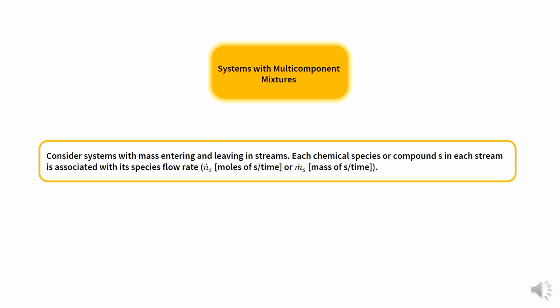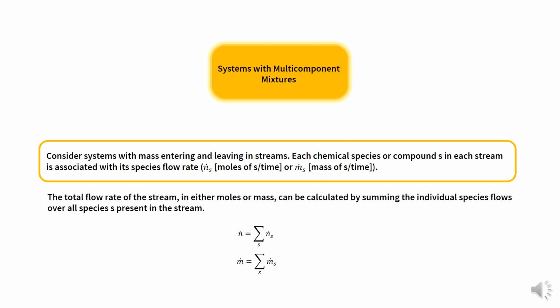In the system with multi-component mixture, consider a system with mass entering and leaving in streams. Each chemical species or compound S in each stream is associated with its specific flow rate, such as moles of S per time or mass of S per time, and the total flow rate of the stream in either moles or mass can be calculated by summing the individual species flow over all species S that are present in the stream. The equation can be seen in this slide.